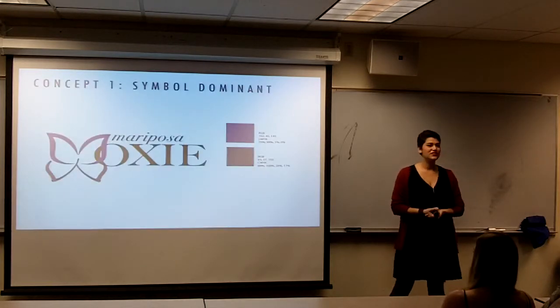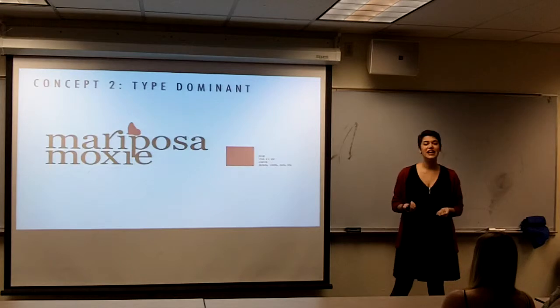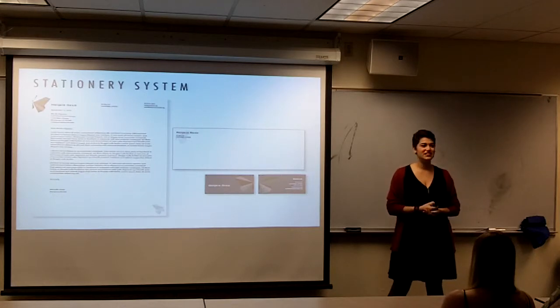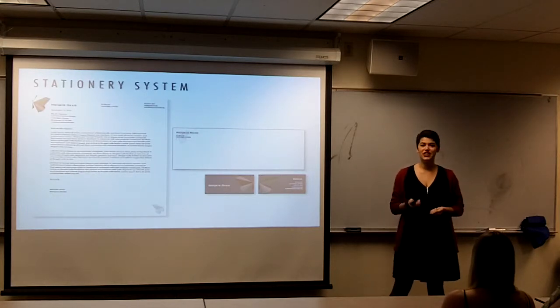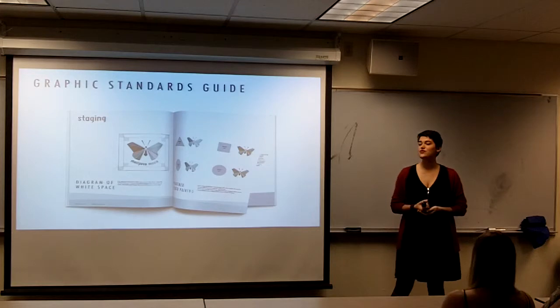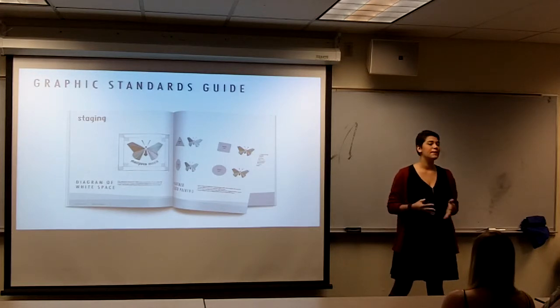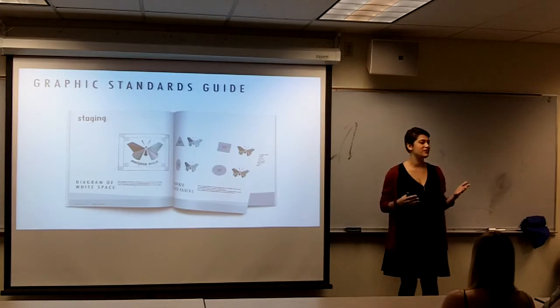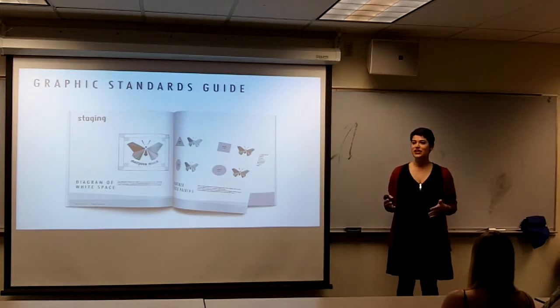This is my symbol dominant logo, the type dominant logo, and the illustration based logo. And the illustration based logo was the one that the client chose. This is the stationery set for my logo. The graphic standards guide was mentioned a little bit earlier, but it's basically a manual that shows the client and other designers that may take over the project later how to correctly use the logo and branding.